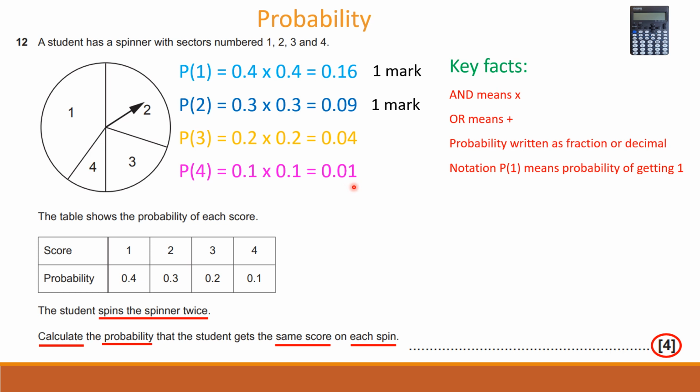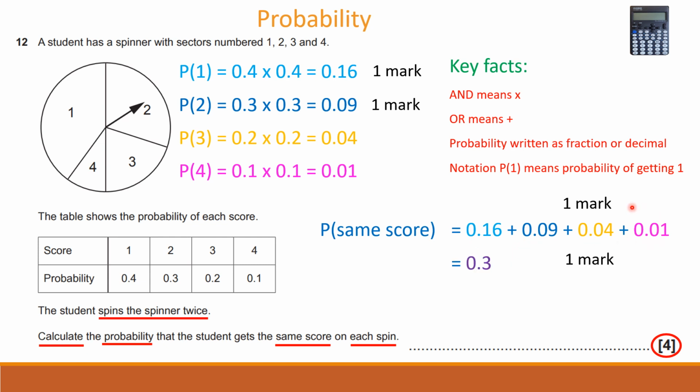From here, I've got to work out the probability of getting a 1 on both dice, or the probability of getting a 2 on both spinners, or the probability of getting a 3 on both spinners, or the probability of getting a 4 on both spinners. This word here means add. So the word or means we're adding. So the probability of getting the same score is 0.16 plus 0.09 plus 0.04 plus 0.01 for your third mark. So the answers we've just worked out here, we're just adding these values together for your third mark.